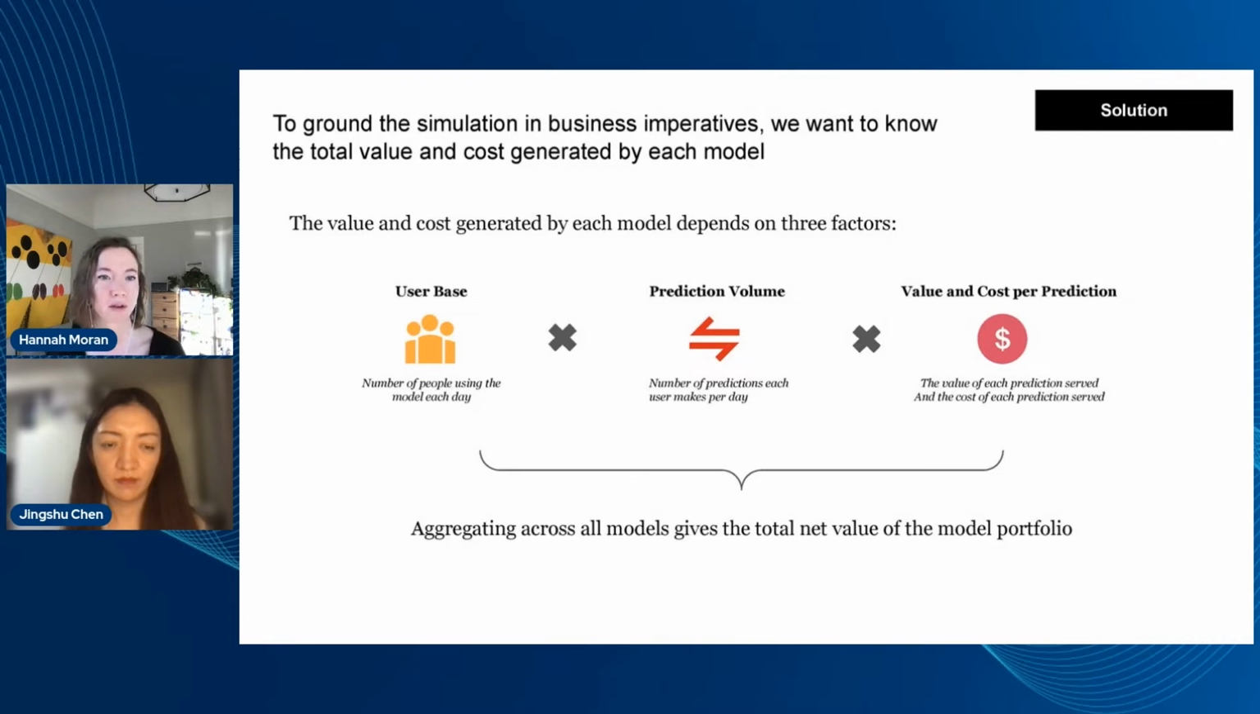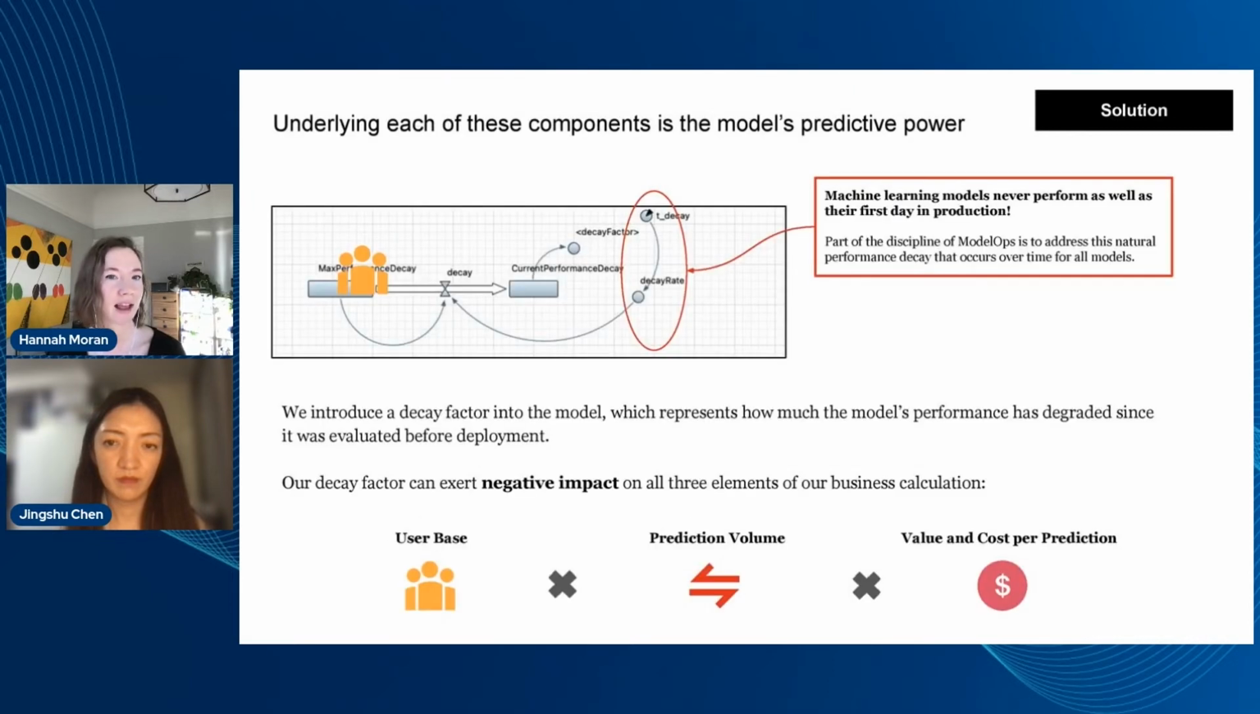This is something you would work with a business user to figure out: how would you assign a value to the prediction that the model makes, and what kind of cost do you think is associated with serving that prediction. When we aggregate these factors across all the models, then we know the total net value of the model portfolio. To understand how those 3 components work together, in the simulation demo there are some under-the-hood factors that you won't really observe in the same way that you'll be able to observe the process flow. I want to explain those a little more so that you know what's happening under the hood. So the first part is model predictive power.